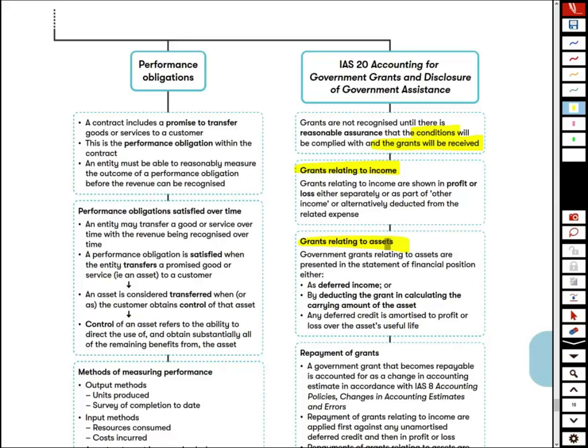how you initially record it has 2 choices. You either, very similar to what we do with income, say I'm going to set this grant up as deferred income, as a liability, and I'll gradually release the deferred income over the life of the asset. Or as soon as you recognise that grant, you could just knock it straight off the value of the asset in one go.